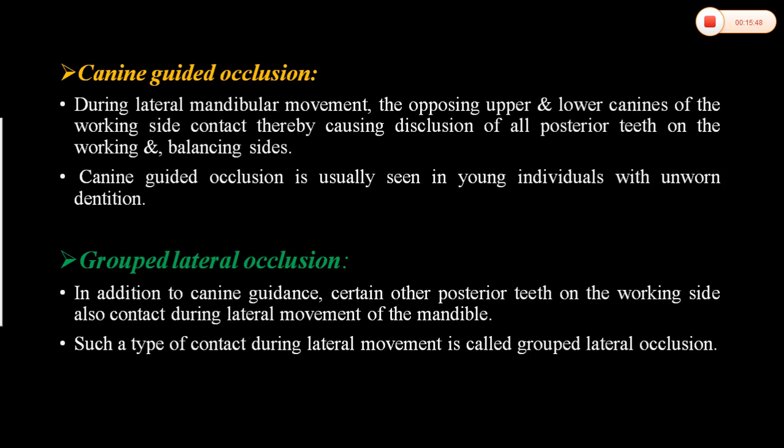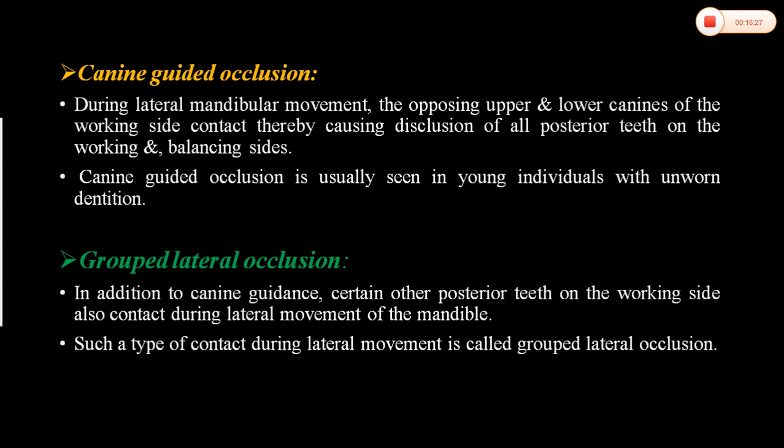Canine guided occlusion: during lateral mandibular movement, the opposing upper and lower canines of the working side contact, thereby causing disocclusion. Disocclusion is nothing but creating a gap or being out of occlusion of all posterior teeth on the working side and balancing side. So even on the balancing side, there won't be any contact. In canine guided occlusion, only on the working side, upper and lower canines will be in contact. Remaining posterior teeth on the working side and balancing side will be out of contact. Canine guided occlusion is seen in an individual with unworn dentition.